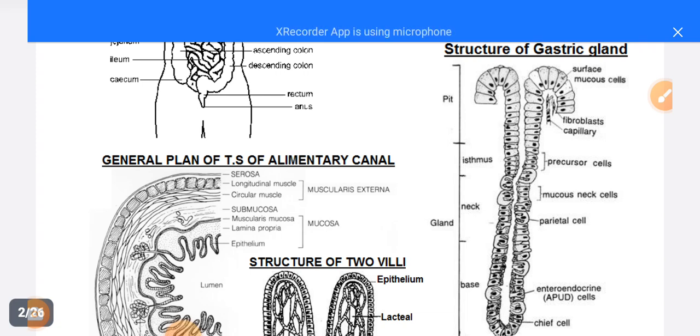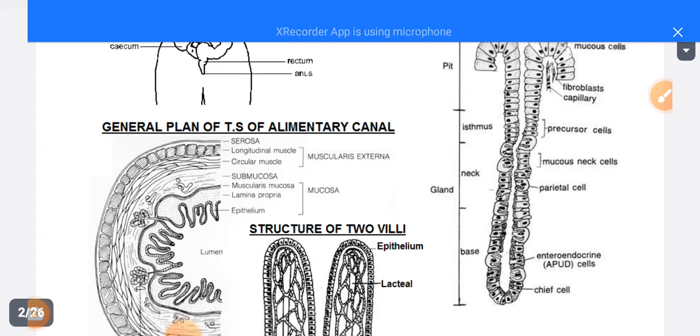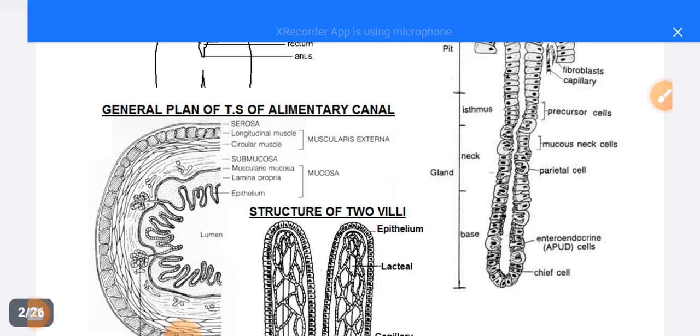Then down here, the gland region, you have what we call the isthmus. This one has the producer cells. It has the mucous neck region and the parietal cells. I told you what the parietal cells do. Then under the base, we have the APUD cells. Then the chief cells. I told you what the chief cells do. These ones produce pepsinogen, an inactive form of the pepsin enzyme.